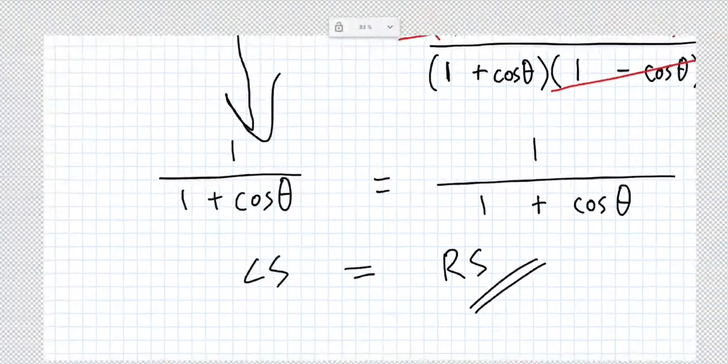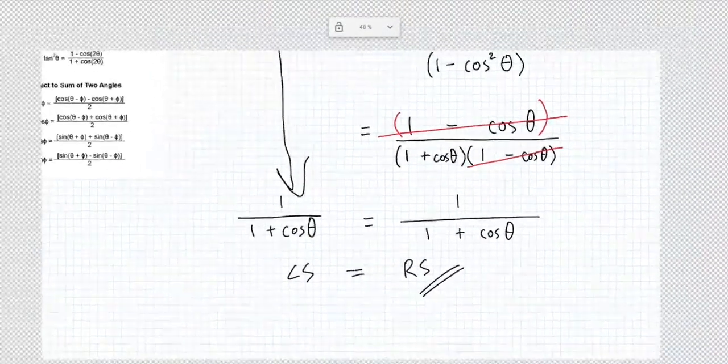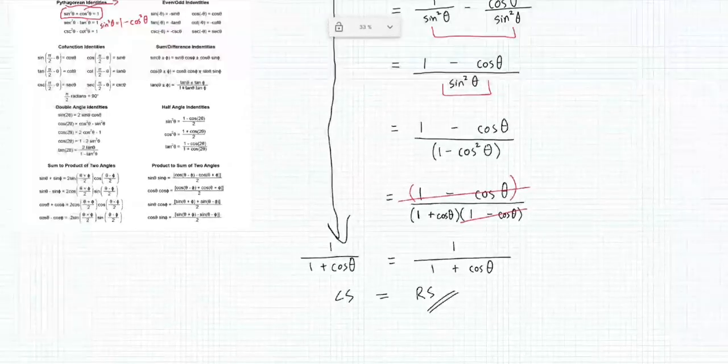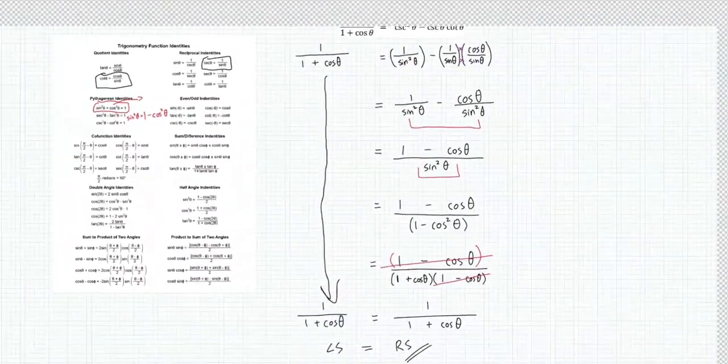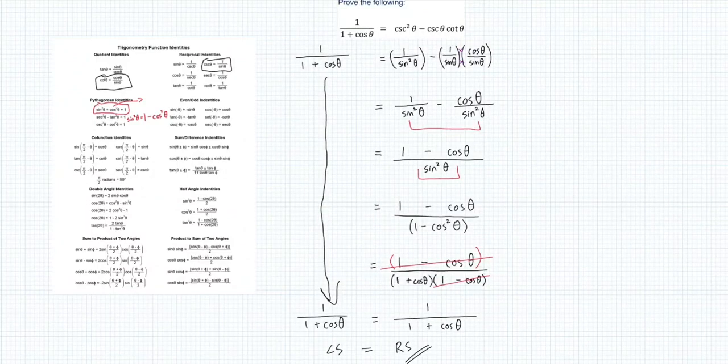This one was a bit long, but it's just simple steps. Once you make the substitution based on the trig identity, it's just simplifying. So feel free to pause the video and take a screenshot of that. That's how we did it.